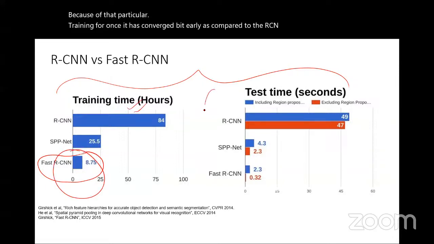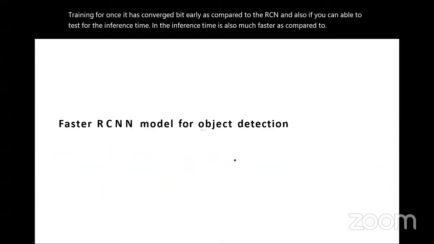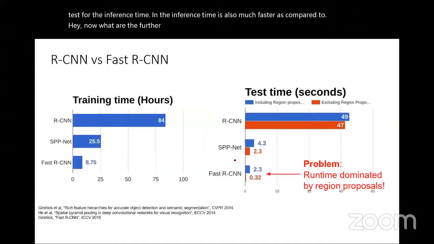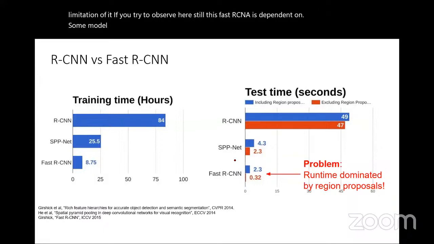And also, if you test the inference time, the inference time is also much faster as compared to the RCNN. Now, what are the further limitations of this? Okay, now this is somewhat good, but what is the limitation of it? If you try to observe here, still this Fast RCNN is dependent on another model, that is the pre-trained or conventional selective search algorithm, because here the regions are not proposed and the regions are not trained.